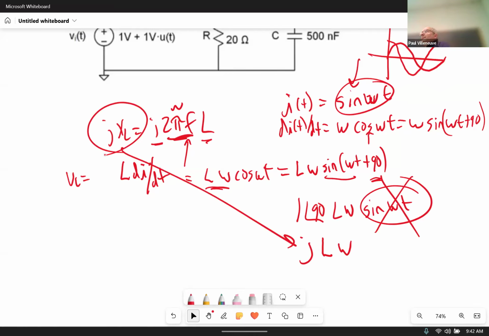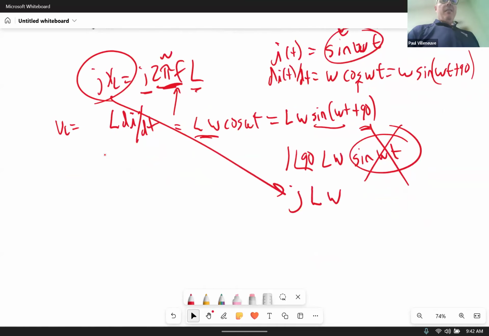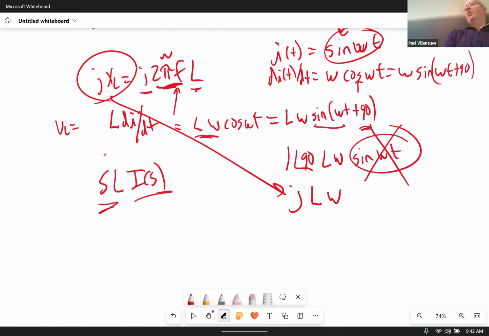It all comes from writing your base equation, v equals L di/dt. You also could have done s times L times I(s), right? Isn't that the same thing? Taking the derivative is multiplying by s. You get the same result here. You have s times L. If I figure out whether that's a sine or a cosine, take the average value, the sine term goes away, and I end up with s times L or j omega times L. So all this stuff comes from the math that you go ahead and do.